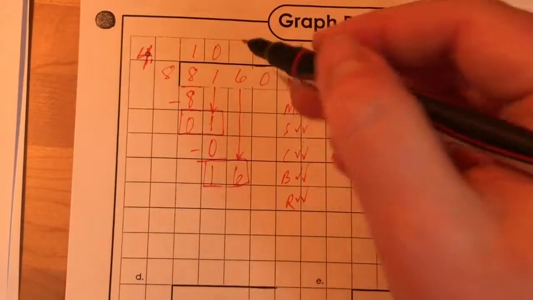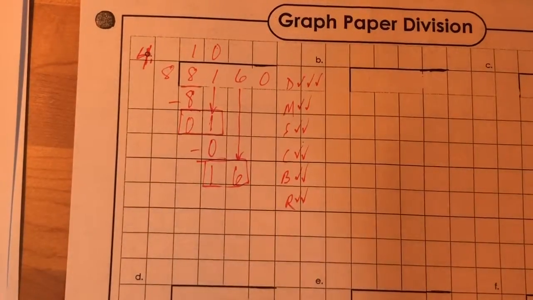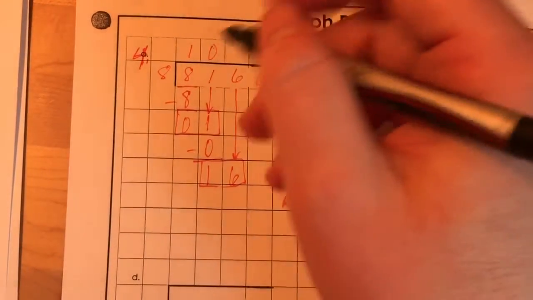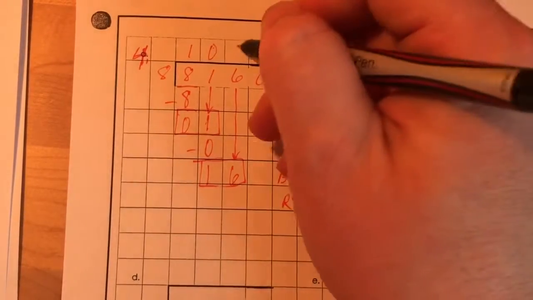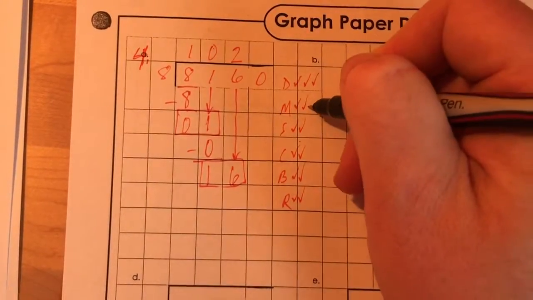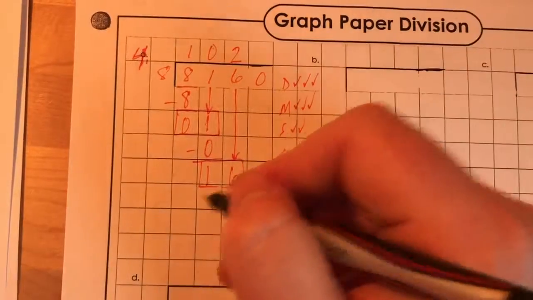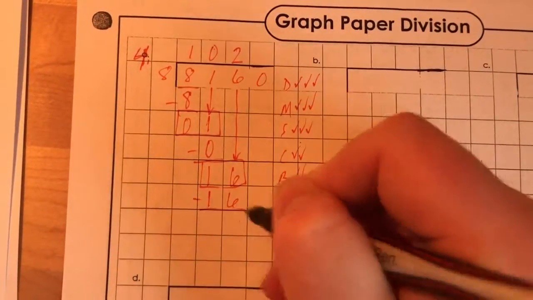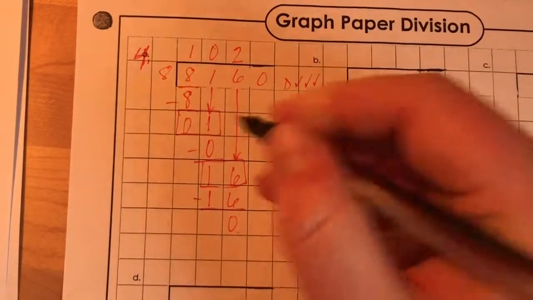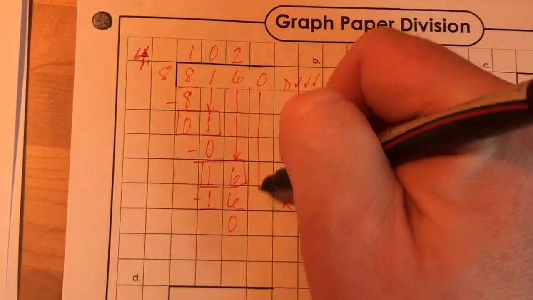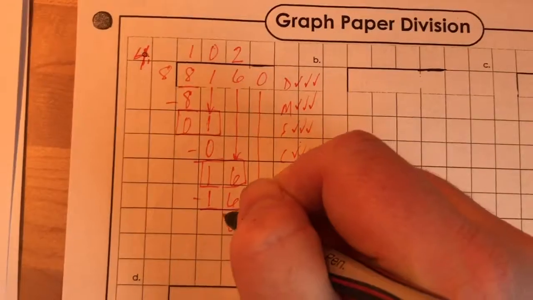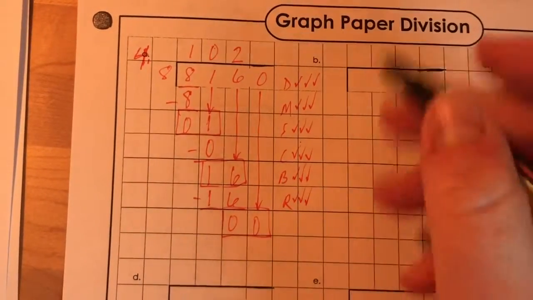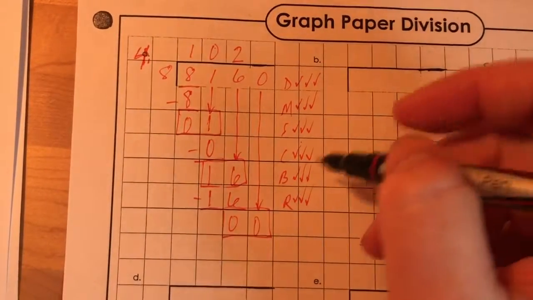Let's determine 8 times what gets me close to 16 without going over. So we have 8 times 2 is 16, so that's spot on. Multiply, 8 times 2 equals 16. Subtract, 16 minus 16 is 0. Check, the king is happy. Bring down my leftover 0 and box. And we are going to repeat the process.